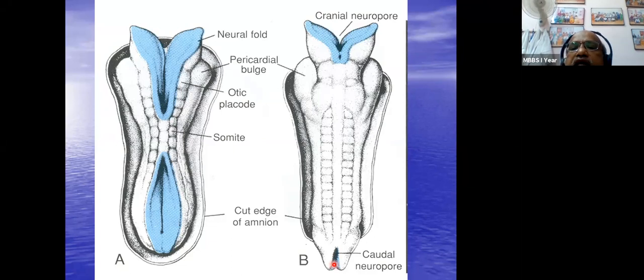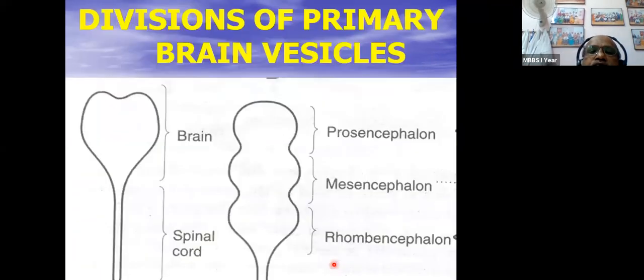What we are seeing in the adult brain represents the anterior end of the neural tube, the anterior neural pore. If there is failure of closure of the anterior neural pore, that leads to a condition called anencephaly. So that we will see at the end of this class. I will explain about it.